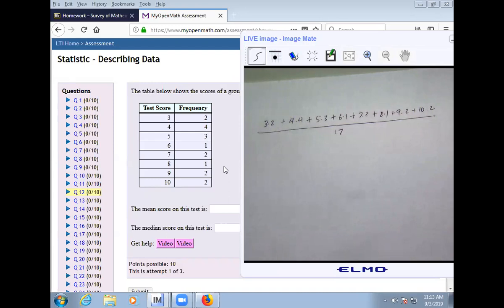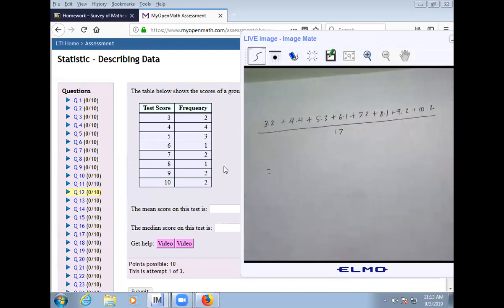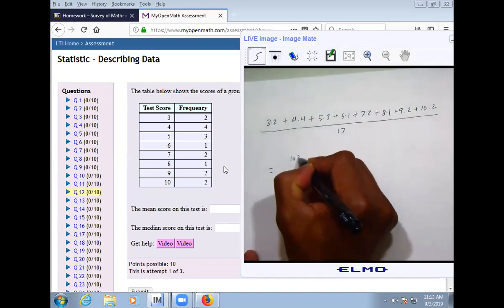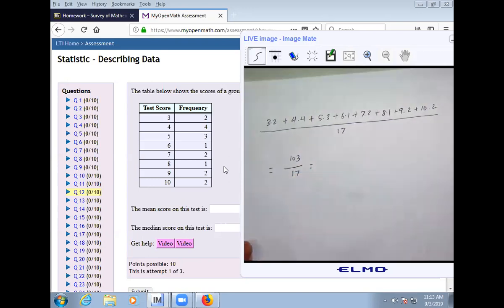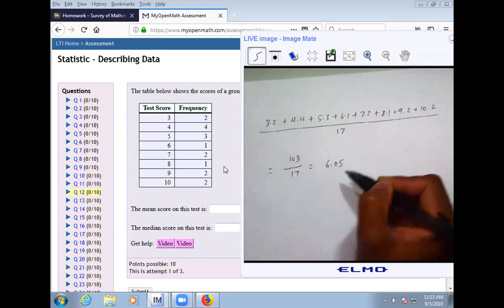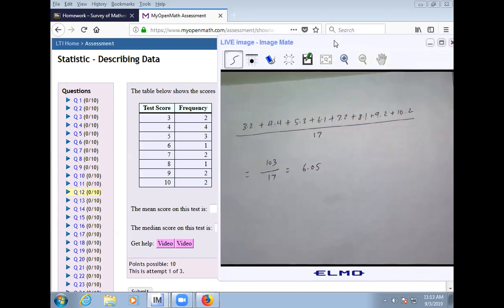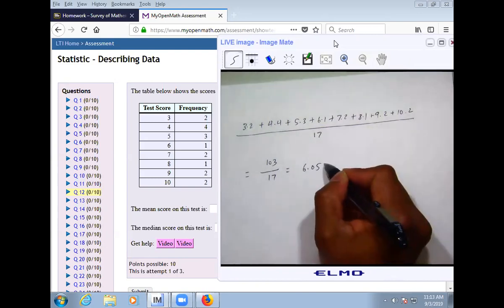3 times 2 plus 4 times 4 plus 5 times 3, and so on. Give me that top number. Say again? 103. Is that right? Okay, the top one is 103. And then the bottom one is 17. So if you divide 103 by 17, it would be 6.05. Is that the exact number you got, or are you rounding it? 6.058.